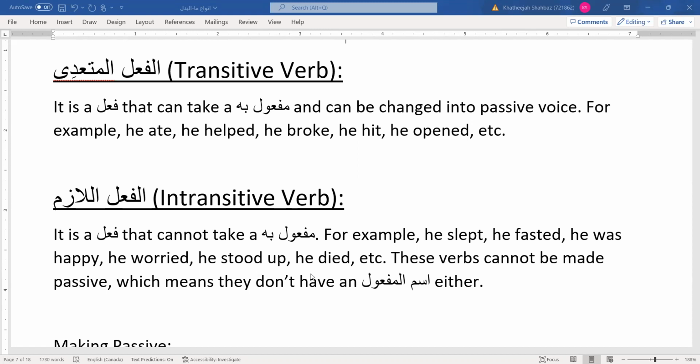He died. Who or what? It doesn't generate that question. Or he died someone or something. That will not make sense. It cannot be changed to passive voice either. So al-fi'lul lazim is the fi'l that cannot take a maf'ul bihi and therefore it cannot be made passive voice. It cannot be changed into passive voice.